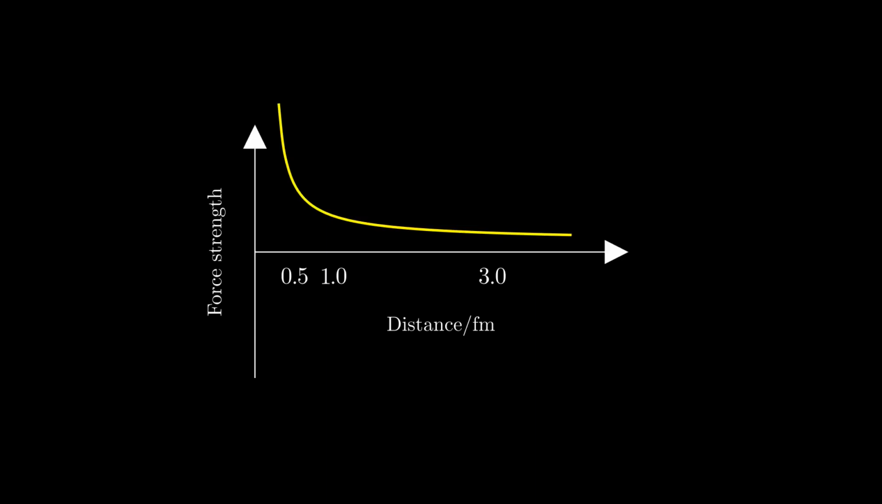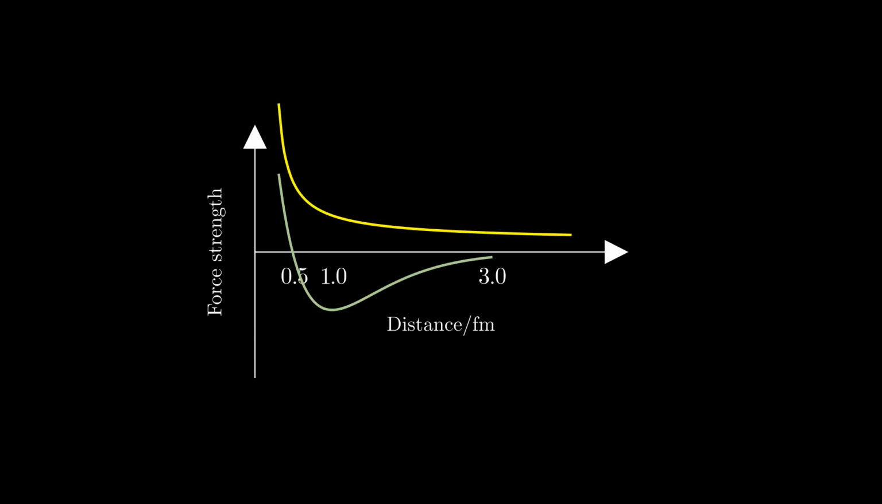The other main force is the strong nuclear force. This force acts between all nucleons, so it can act between neutrons and neutrons, protons and neutrons, and also protons and protons. This force is repulsive at distances less than 0.5 femtometers and attractive at distances larger than this.